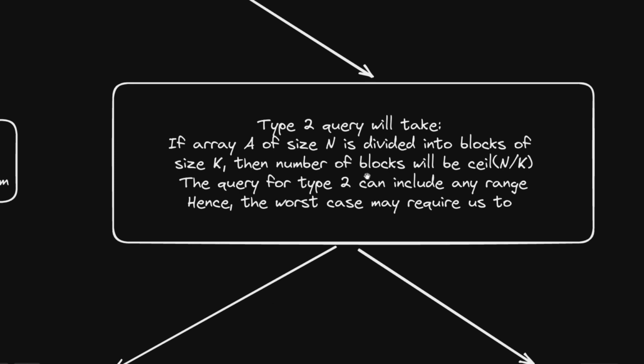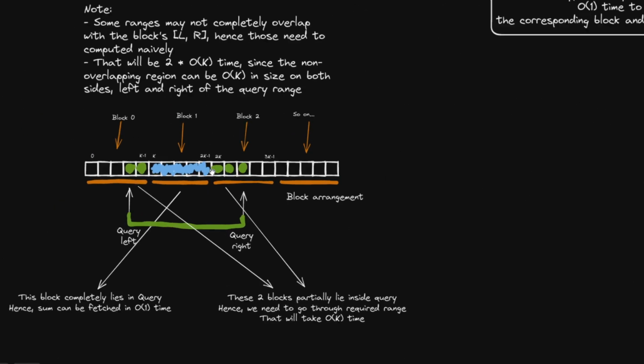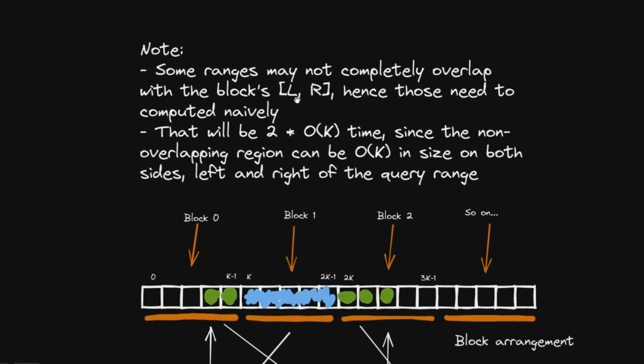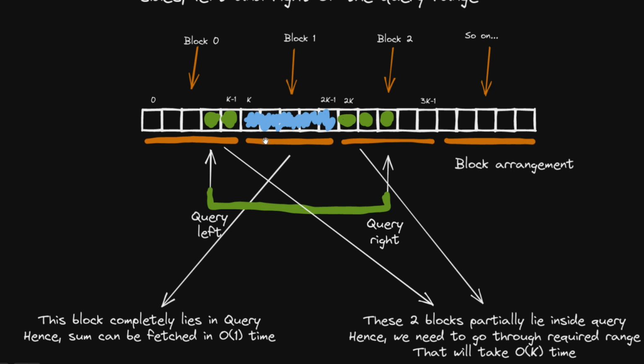So as we have divided that into n parts, right? Blocks of size k, then the number of blocks will be n by k, or the ceiling of n by k. Now this case can be a little tricky, so let's go over this diagram that I've made. So let's say the second query comes and asks for some sum from L to R. Now in the worst case what can happen is not necessarily all the blocks are going to coincide and perfectly overlap with our query ranges.